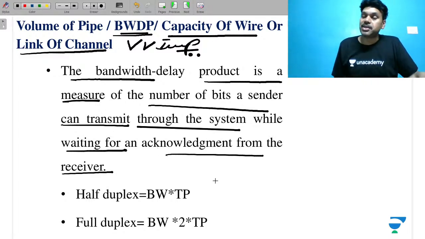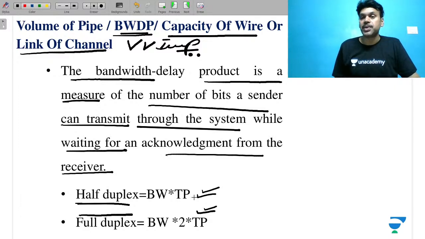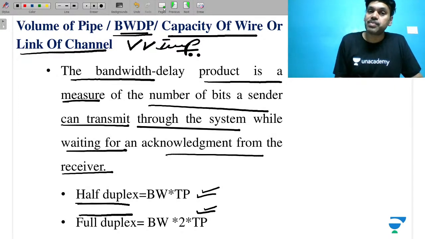There are two varieties you can measure. One is half duplex, bandwidth into 1 time TP. The other one is full duplex, bandwidth into 2 into TP. So I will show you a diagram of volume of the pipe. Observe carefully.